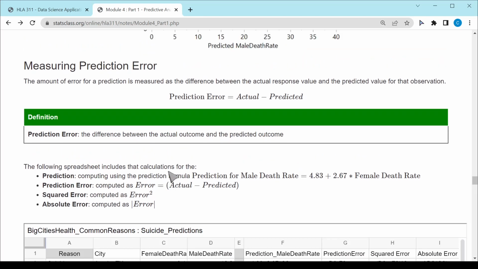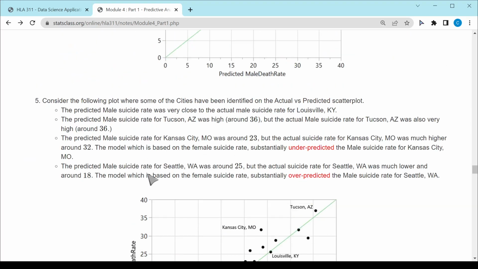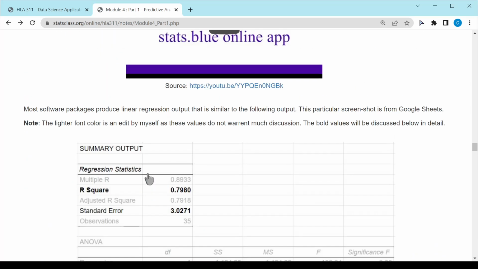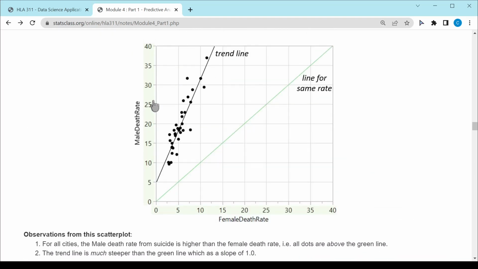So if we look at the y-axis on these plots, the male death rates, again, tend to be between about 10, I guess, and 35 or so. So being off by 2 is not too bad. That's a pretty good prediction.